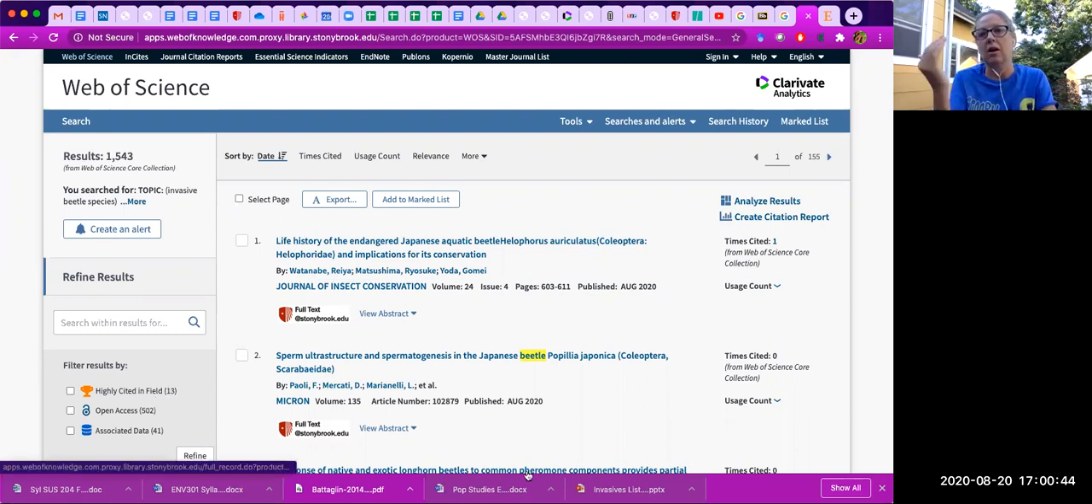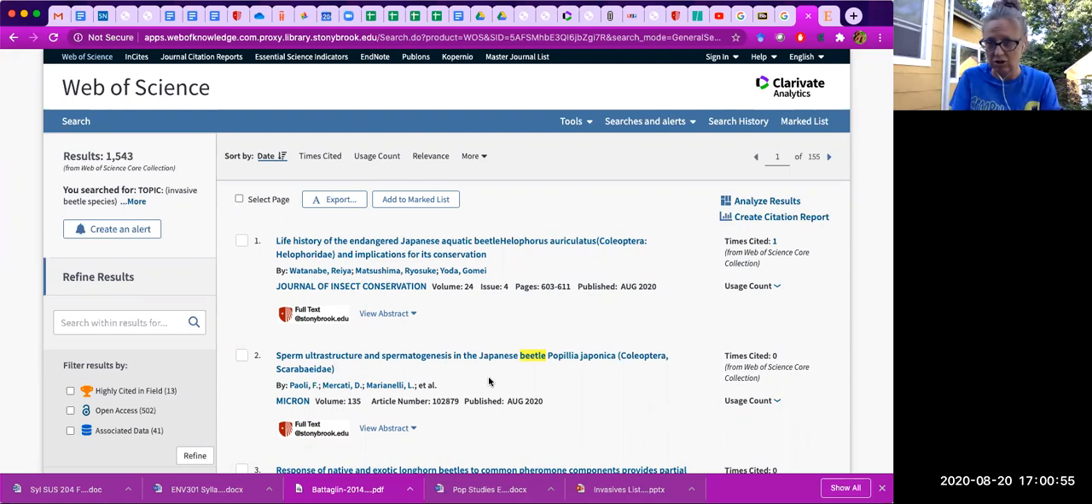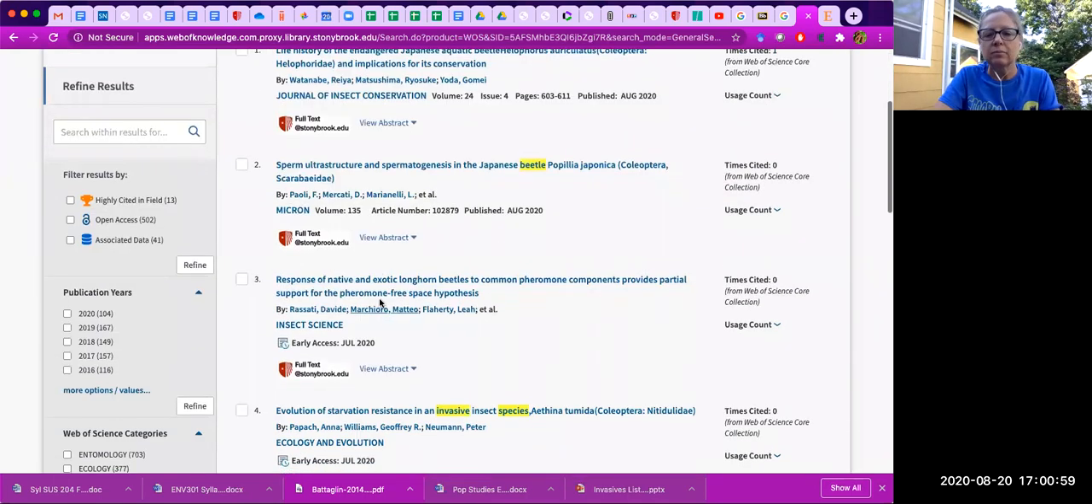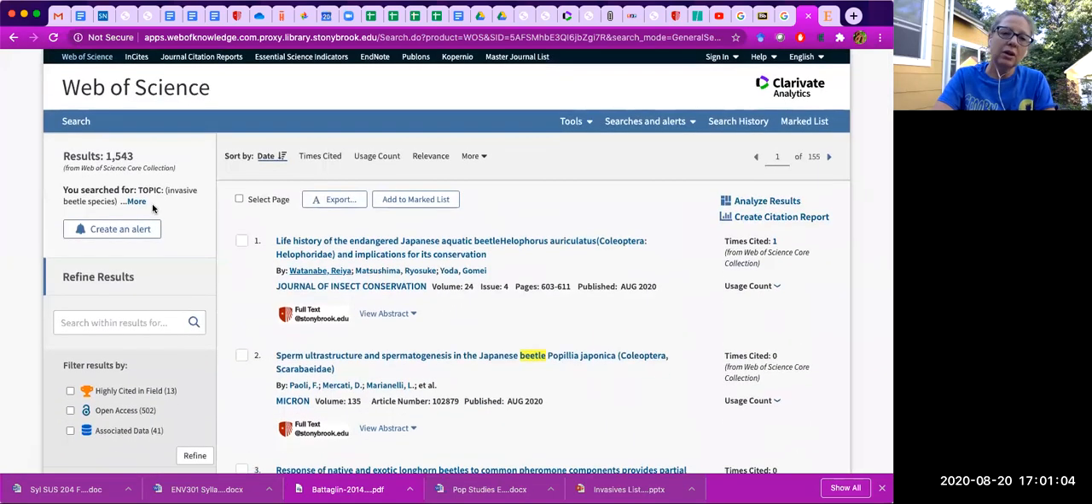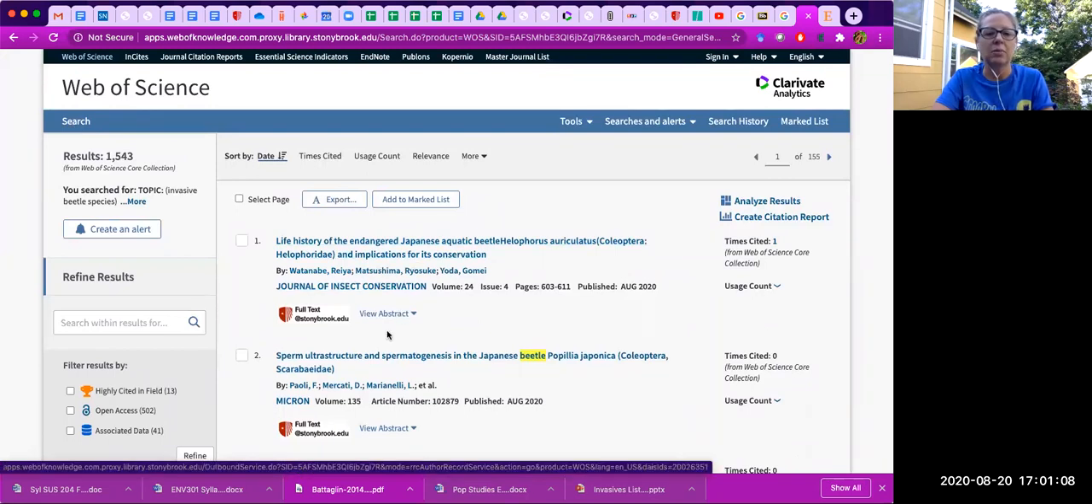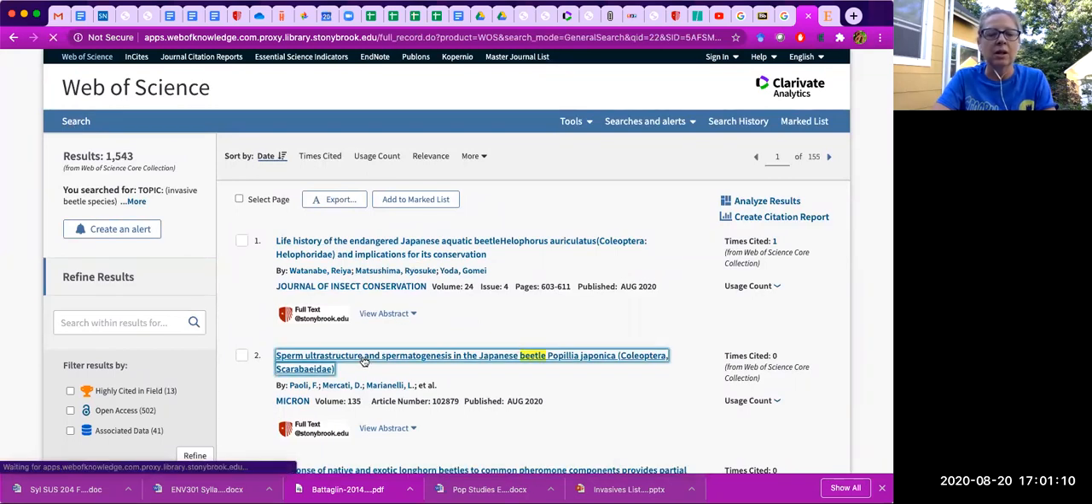Ooh, look, sperm ultrastructure and spermatogenesis in the Japanese beetle. In case you were wondering how the Japanese beetles make sperm, there you go. That just proves it. Somebody studies everything. Okay, and you can see you have lots of choices right here. So you can get pretty creative with your search results. Now, if you click on something, oh my God, I'm gonna have to click on the sperm one because really.